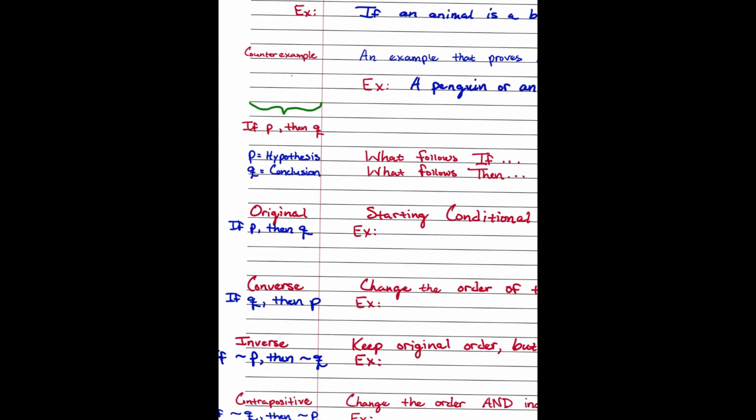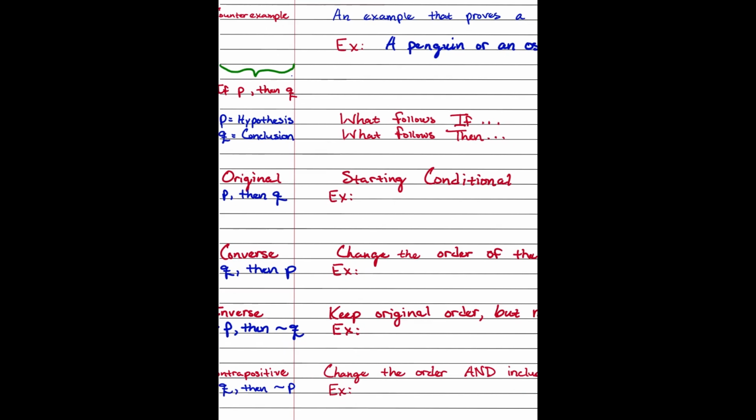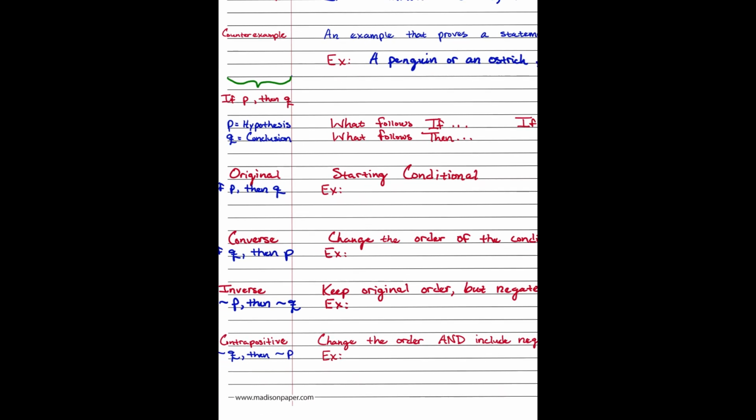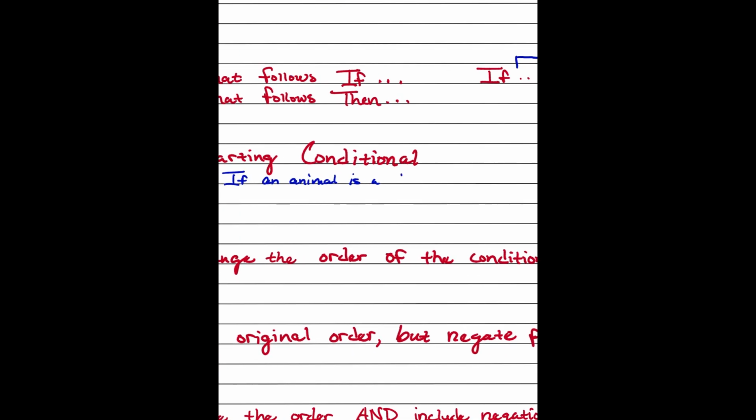So let's start off with the original conditional. That's always how we do the original version: if P, then Q, where P is the hypothesis and Q is the conclusion. An example of that would be the previous statement we were using earlier about birds can or cannot fly. So an example of this would be: if an animal is a bird, then it will fly.